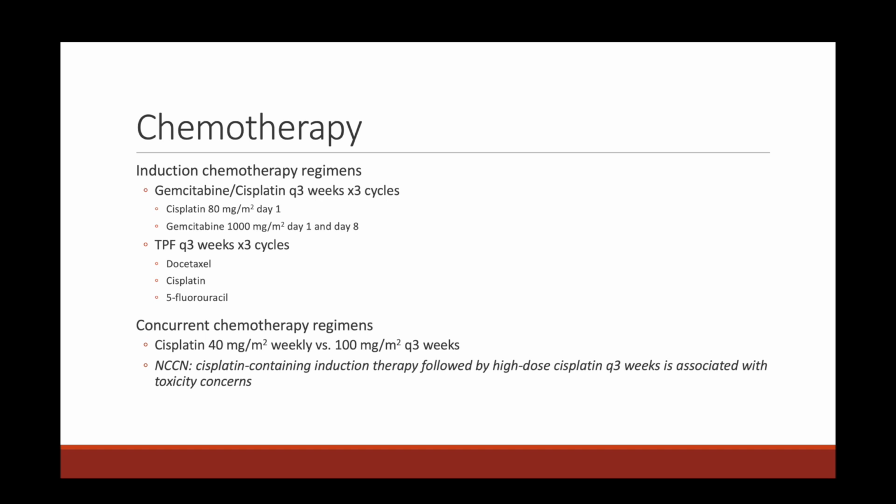And then in terms of concurrent chemotherapy, again, just to review, typically cisplatin 40 milligram per meter squared weekly is preferred. There's probably better data for 100 milligram per meter squared given every 3 weeks, and that's what was used in a lot of the historical trials. But we know that with the high dose given every 3 weeks, there's a higher risk of toxicity. And the NCCN guidelines even state that giving cisplatin-containing induction therapy followed by high-dose cisplatin every 3 weeks is actually associated with significant toxicity concerns. So we would ideally prefer giving a lower dose of cisplatin once weekly, so that dose is 40 milligram per meter squared weekly. So those are some of the considerations for induction and then concurrent chemotherapy for nasopharyngeal cancer.